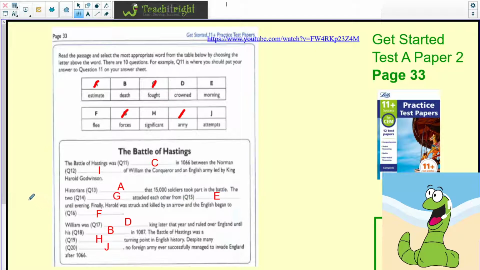What comes before evening? Of course, morning. So morning until evening. Finally, Harold was struck with and killed by an arrow, and the English began to flee. So leave. Okay. William was crowned king later that year and ruled over England until his death in 1087.